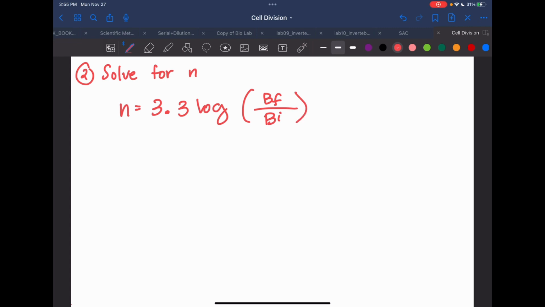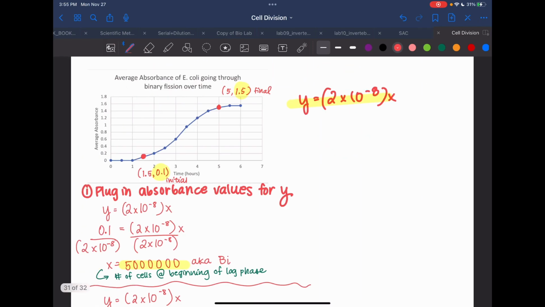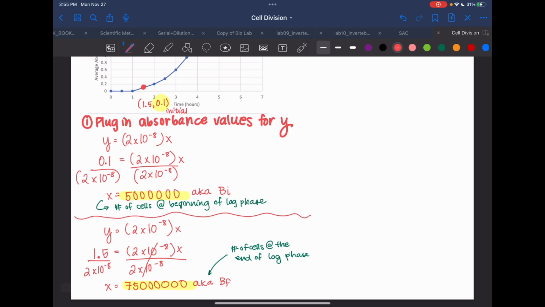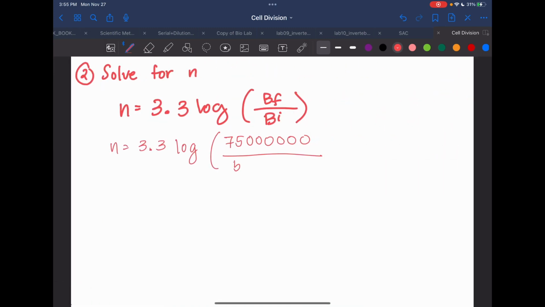And then you're going to take the values from the other side and plug them in. So I'm going to use 3.3 log. So my b of f was the 75, and I have 6 zeros. And then the other one was 5, also 6 zeros. Right? If I were you, I would take this one a little bit at a time.